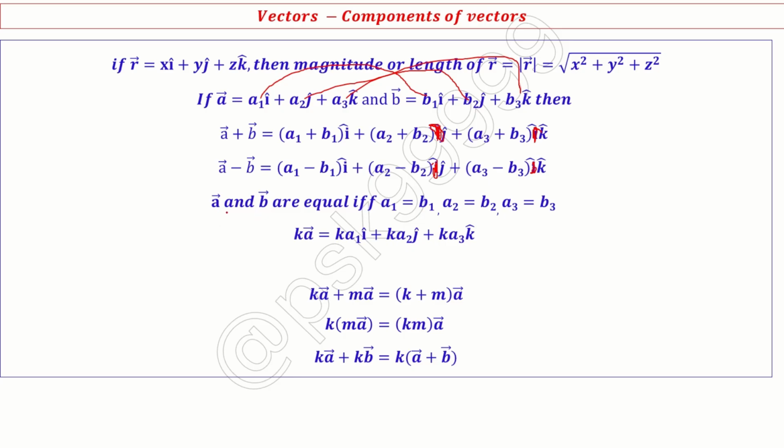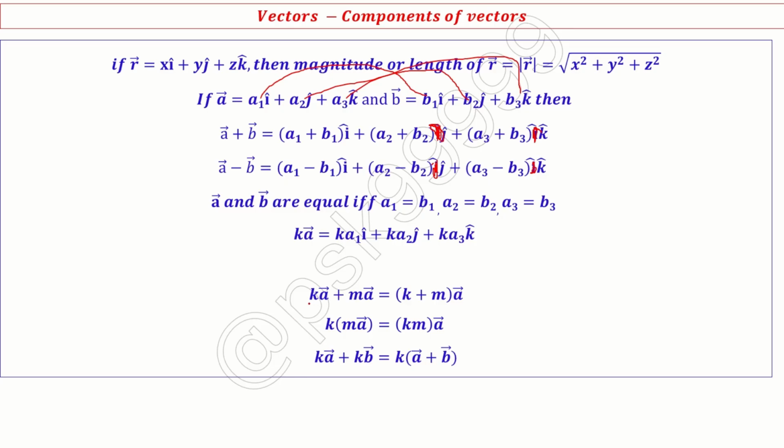A vector A and vector B are equal if and only if a1 equals b1, a2 equals b2, and a3 equals b3. Only then they are equal. And k is the scalar. If you multiply a scalar with vector A, it means you are multiplying each component, x component, y component, and z component, with the same scalar. Like k a1 i plus k a2 j plus k a3 k.